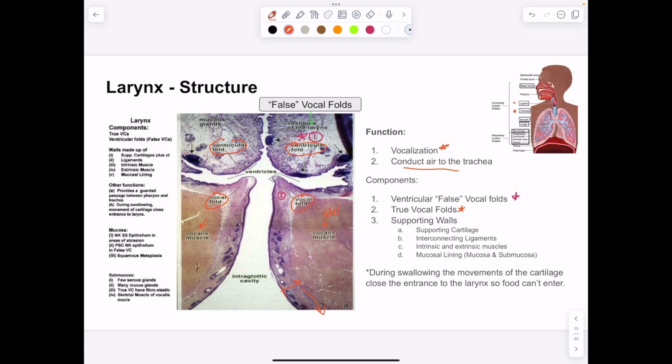But we're looking at a vertical cross section for histology. One of the ideas is that during swallowing movements, the cartilage is going to close the entrance to the larynx so food can't enter. So we have this little piece of epiglottis right here, and that's going to move to close the entrance to the larynx so that the trachea is safe and no food can get in.